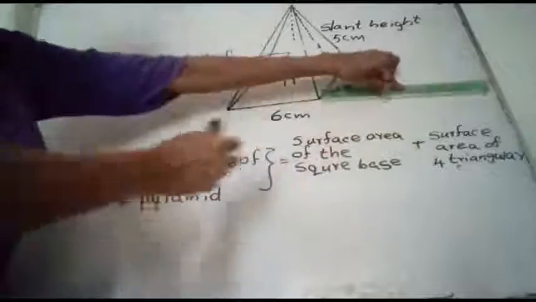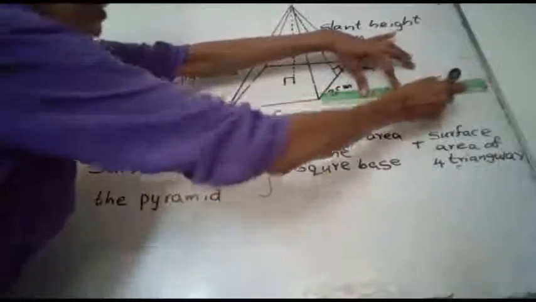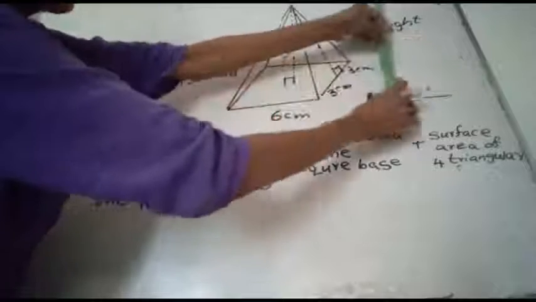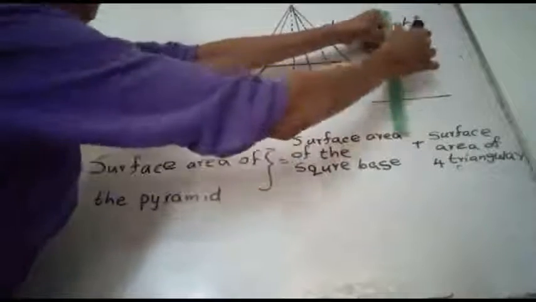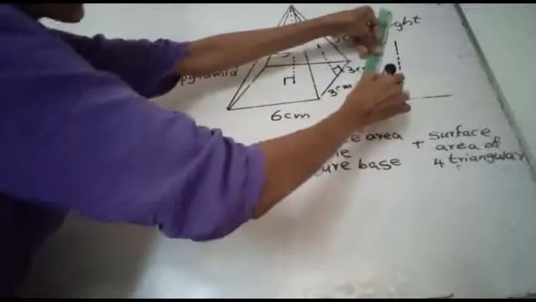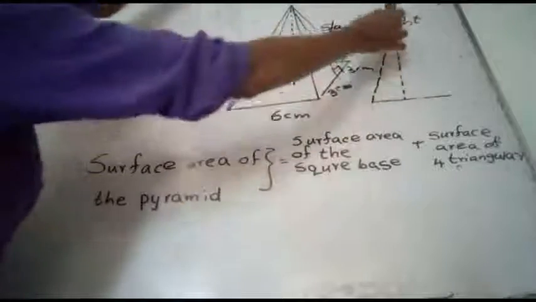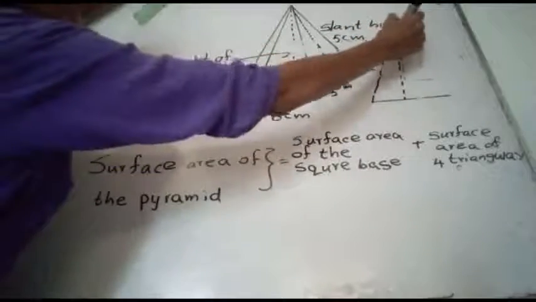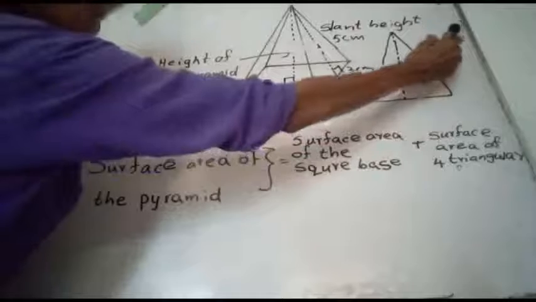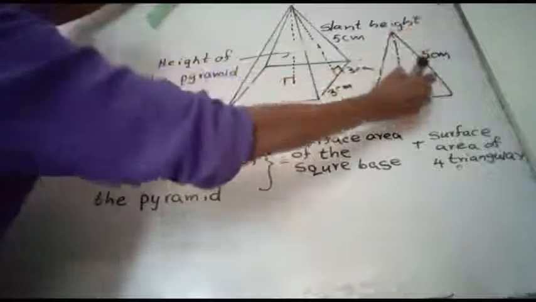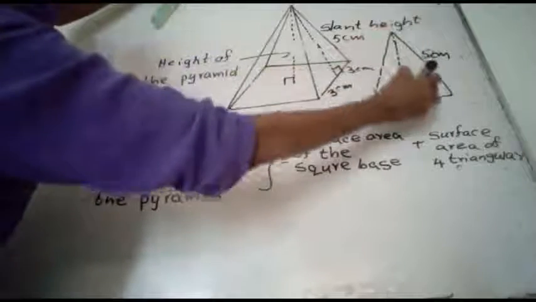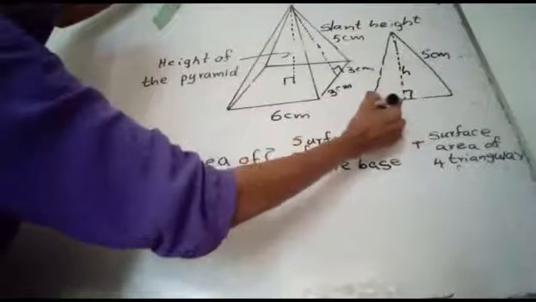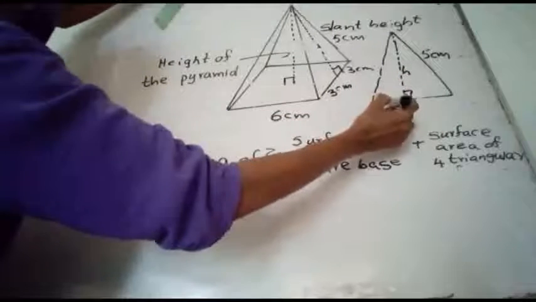This triangular surface has a slant height. This is the slant height. It is 5 centimeters. We are going to find the perpendicular height of the triangular surface. Length of this.